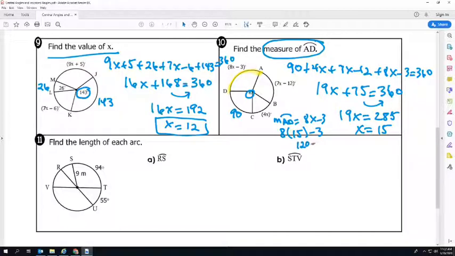That gives me 120 minus 3, which is 117. So my answer to this question is 117 degrees.